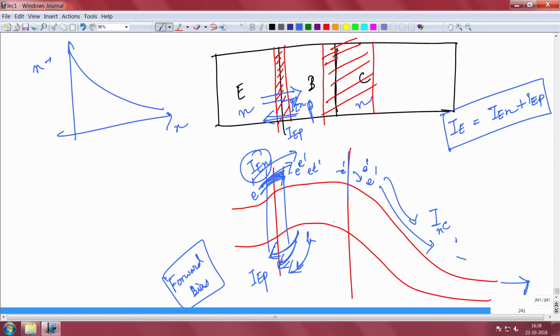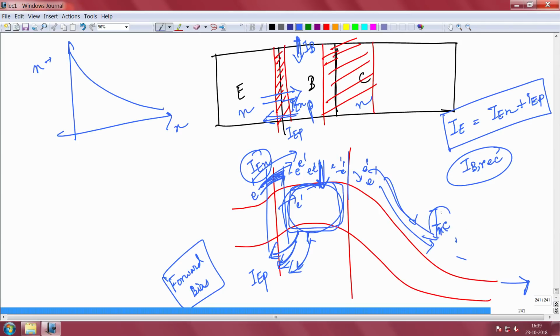Because there will be some recombination in the base, there will be a base recombination current. Electrons and holes are recombining to some extent, so to maintain the balance of holes, you have to inject holes from the base contact. That base contact will inject holes, I call that IB recombination. You are supplying some base current here, because some of the electrons injected here are recombining within the base. That component is the base recombination current, responsible for electron-hole recombination here, and then the electrons which reach here will be swept away immediately.